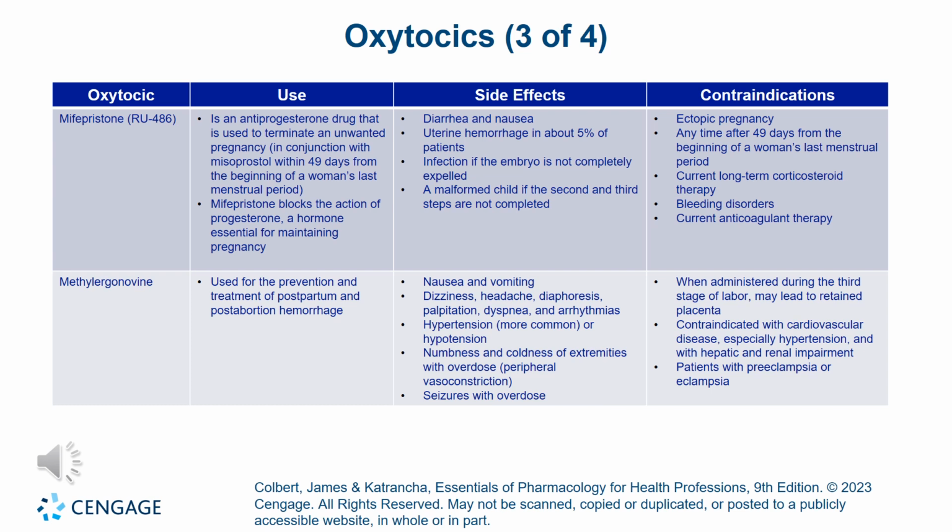Contraindications include ectopic pregnancy, anytime after 49 days from the beginning of a woman's last menstrual period, current long-term corticosteroid therapy, bleeding disorders, and current anticoagulant therapy.